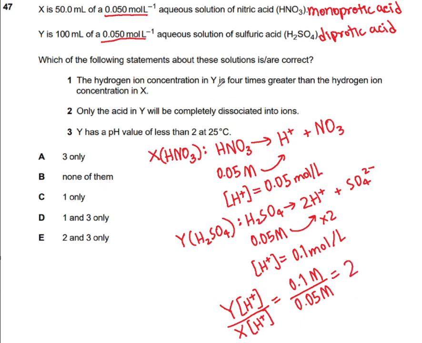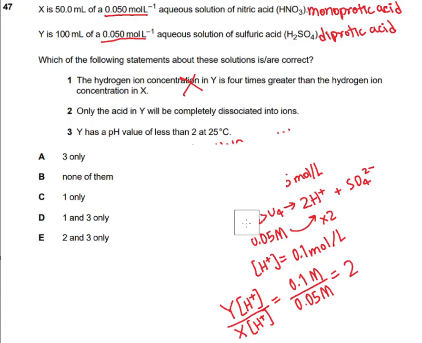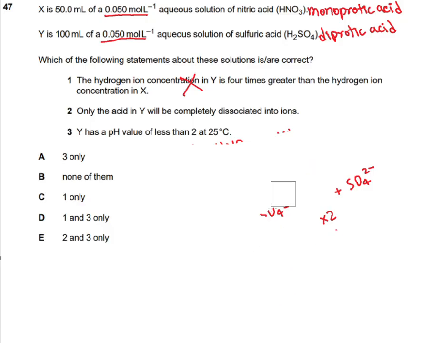So now we know the statement is wrong, because the concentration of hydrogen ions produced by sulfuric acid is actually 2 times greater than the hydrogen ion concentration produced by nitric acid. So now we know that statement 1 is wrong. Now let's move to statement 2. I'm going to erase this quickly. Okay.